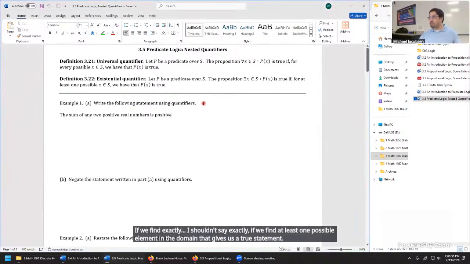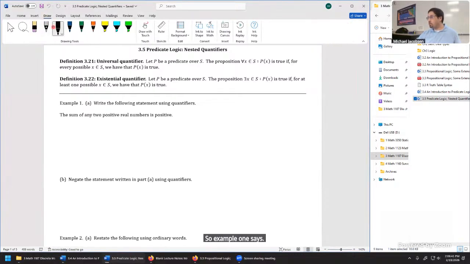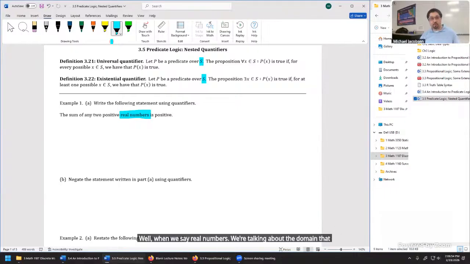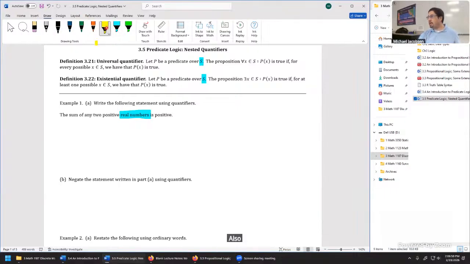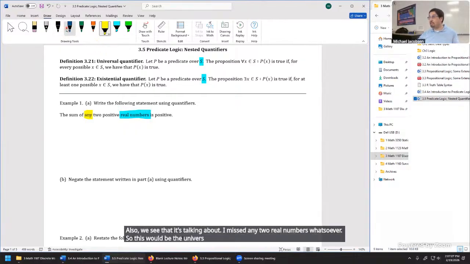So example 1 says, write the following statement using quantifiers. The sum of any two positive real numbers is positive. Well, when we say real numbers, we're talking about the domain that we're working with, S, so that gets us started. Also, we see that it's talking about any two real numbers whatsoever. So this would be the universal quantifier.